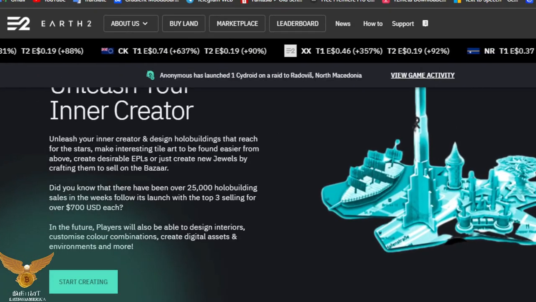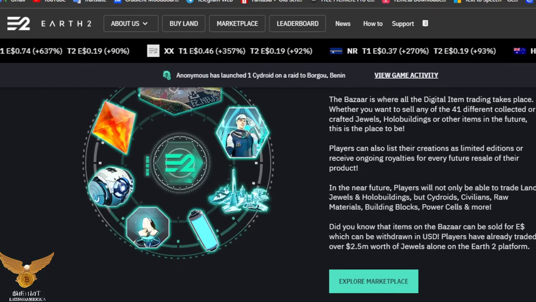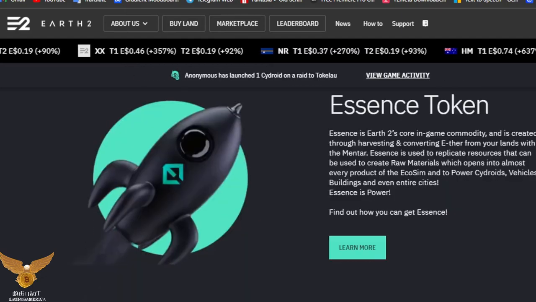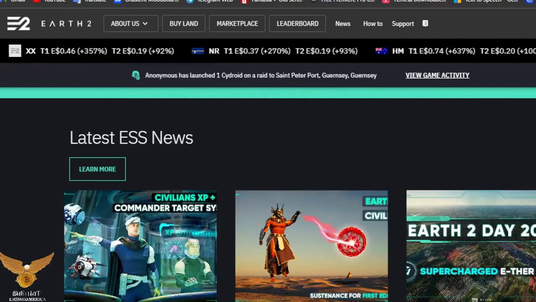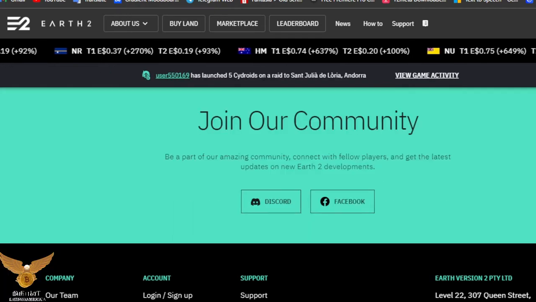Three, regulations and legal compliance. Regulatory response and laws related to cryptocurrencies can have a significant impact on EARTH2's success. Changing regulations and legal uncertainty may affect the viability and mass adoption of the platform.